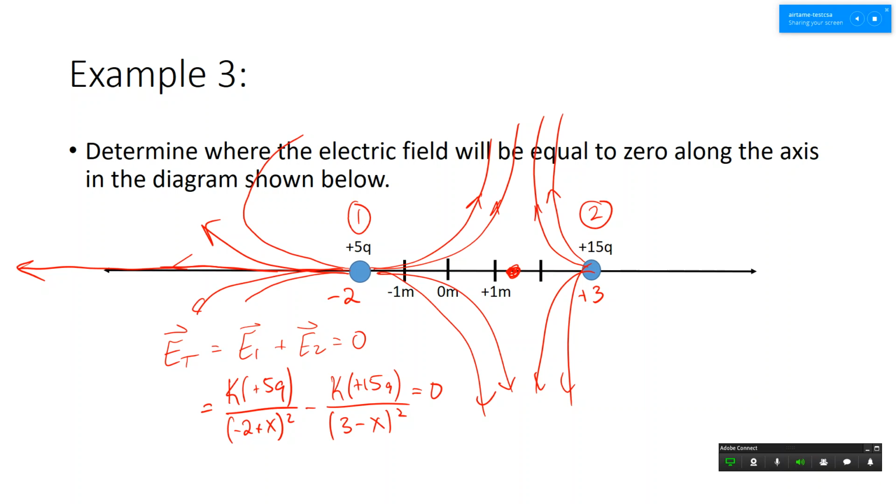So I'm not going to do this because it's going to take us forever to solve the algebra. We set up the equation. It's one equation, one unknown. Use your math skills to solve it. X is the position where it's located, not the distance.